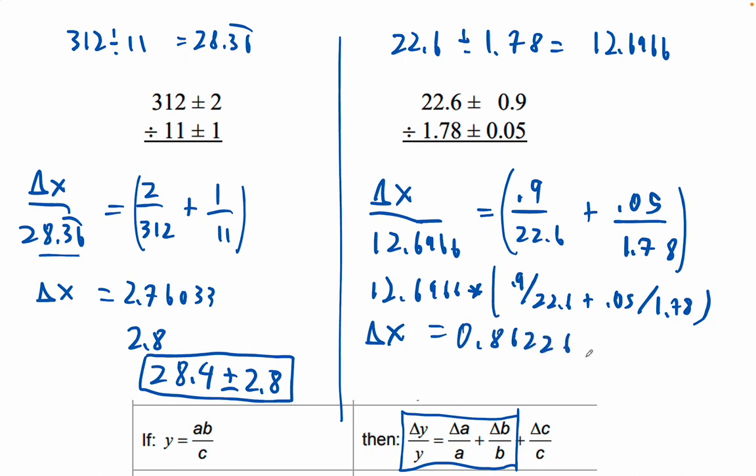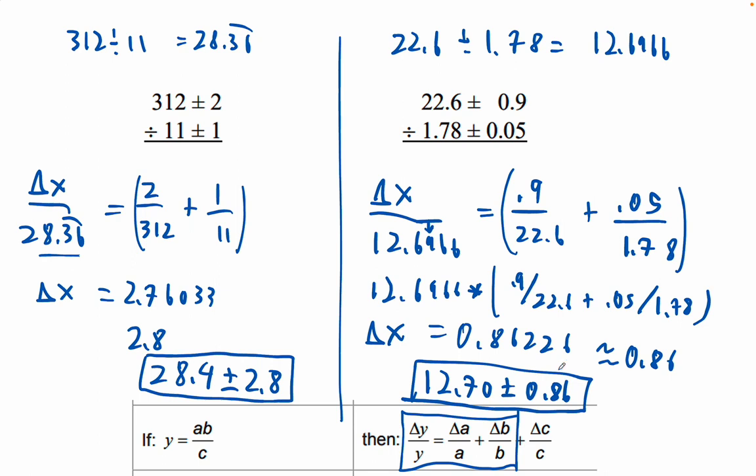And I get 0.86226, right? So I want to round this to two digits, so that would be about 0.86, and then if we round it to the hundredths place, that's 12.70. And there aren't any units, so hey, we're done.